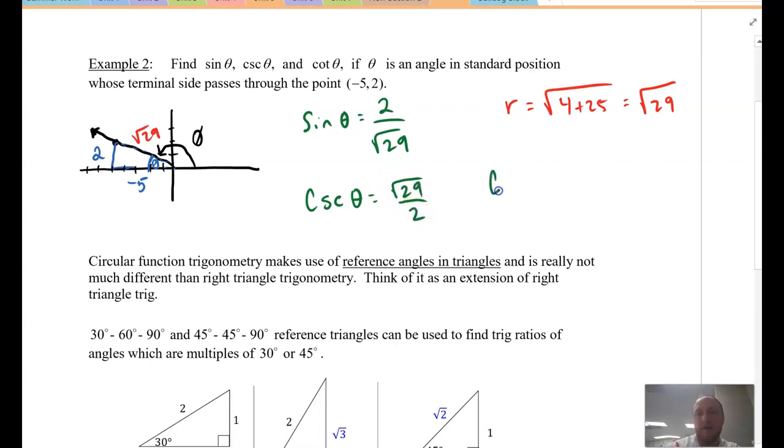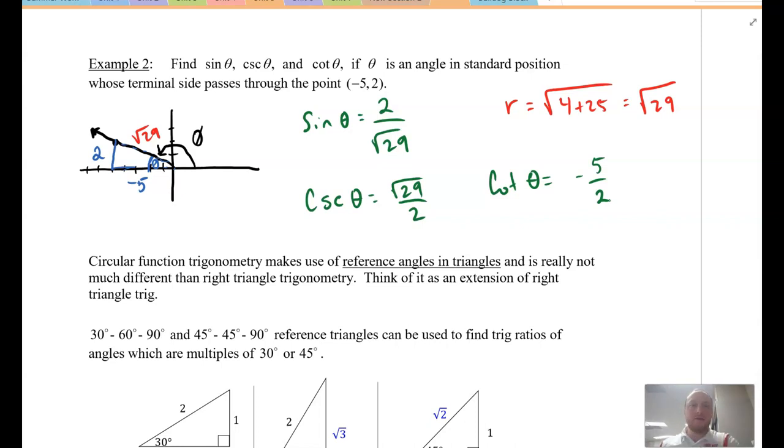Okay, and cotangent theta. Cotangent theta is the reciprocal of tangent, so adjacent over opposite. So that one is going to be -5/2. And you can go ahead and reduce that if you want, but that's fine.